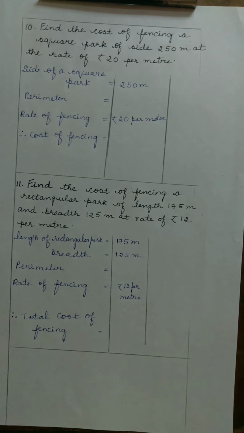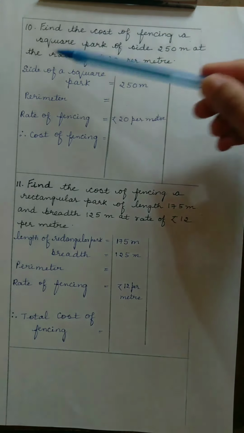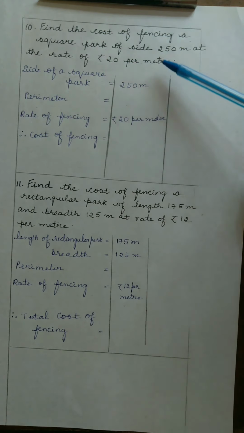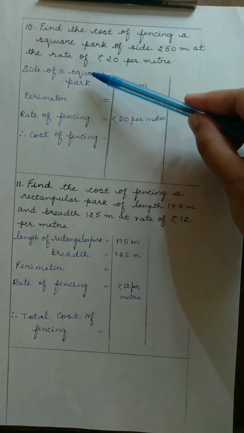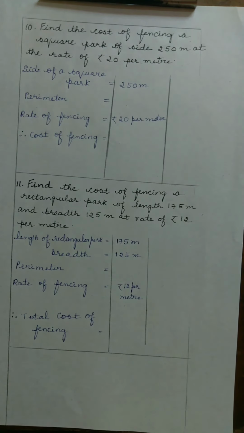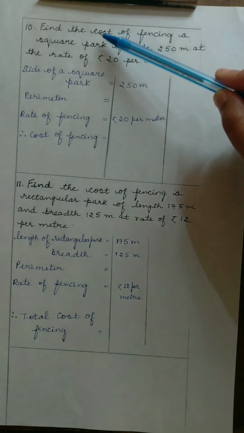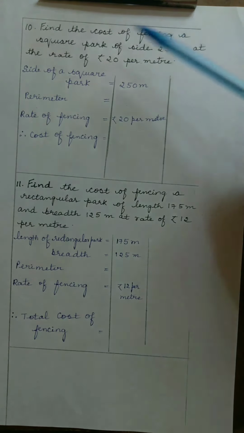Next we shall move on to the 10th question, in which we have to find the cost of fencing a square park of side 250 meter at the rate of rupees 20 per meter. So the park is in the form of a square. Therefore the side of the square park is equal to 250 meter. In a square all the four sides are equal.